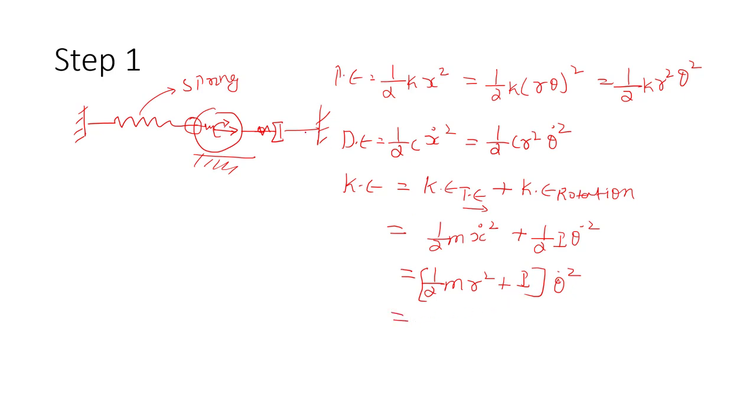You can go back to any textbook and find the value of this I. At this point I am not writing the value. If we substitute the value of I for this disk, we are going to get half of 3 by 2 m r square theta dot square.